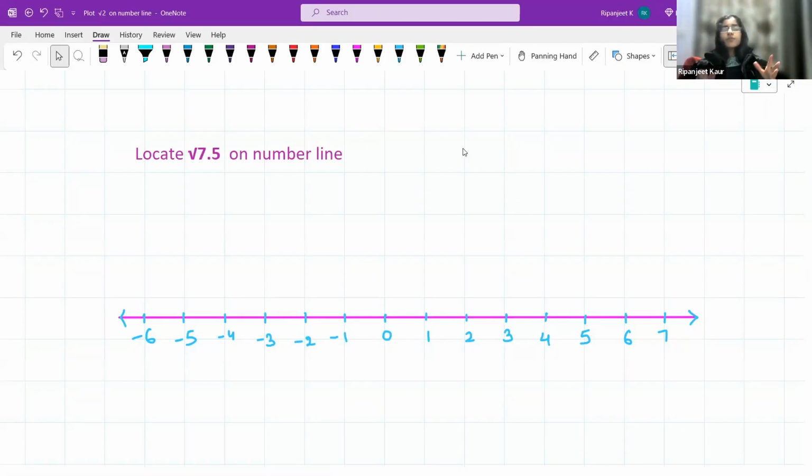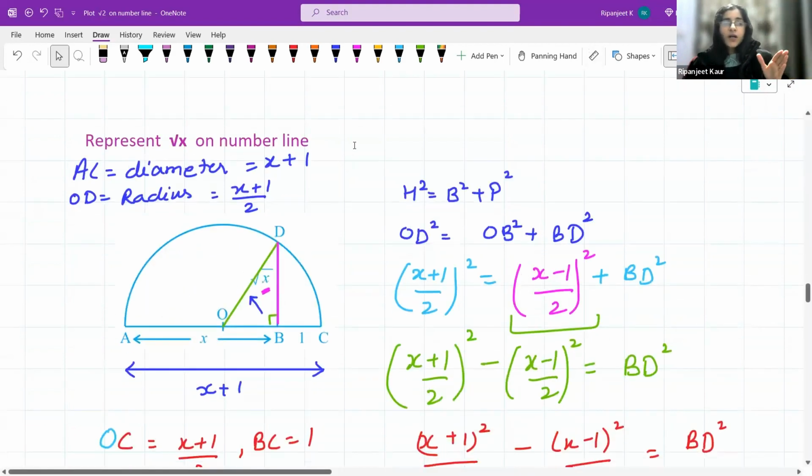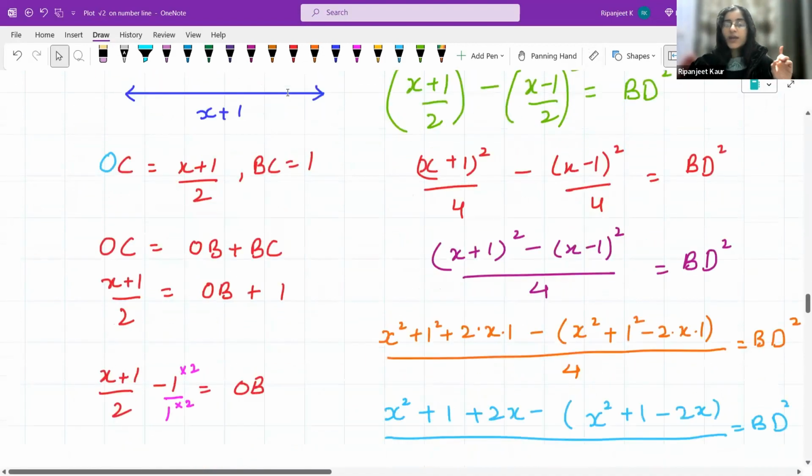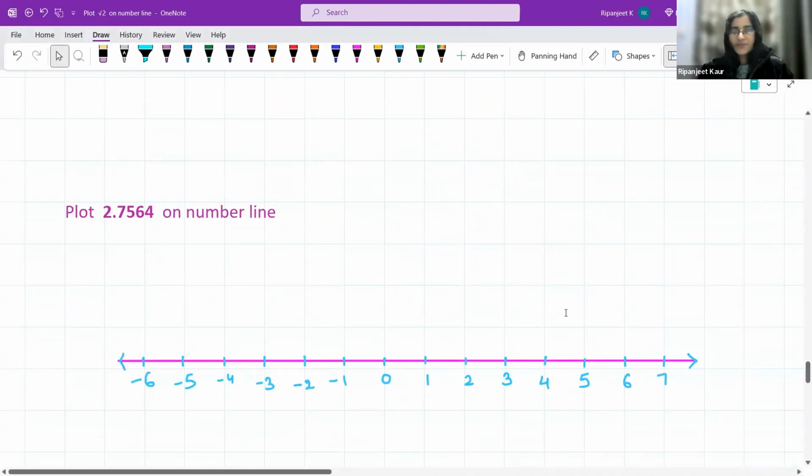So do you remember what we did in the previous session? If not, let me remind you once. So here it is. How to locate root 7.5 on the number line, or for that matter, how to represent any number on the number line, which is an irrational number, and the proof for it as well. Do you think you can plot this on the number line? If yes, what is the way? Let us look into this a little.